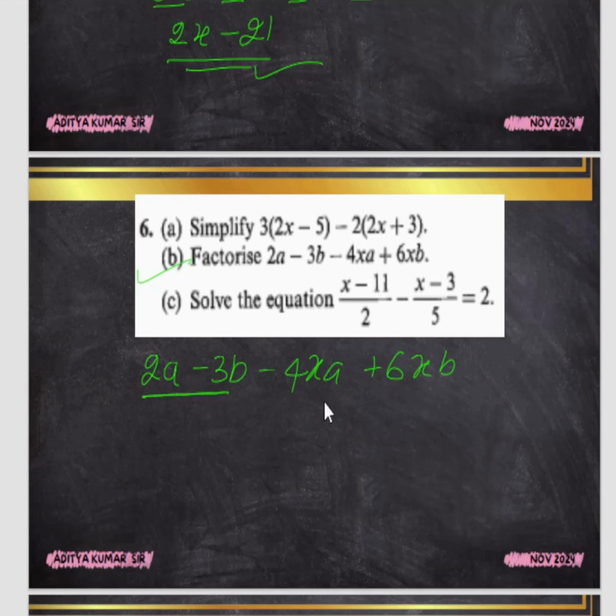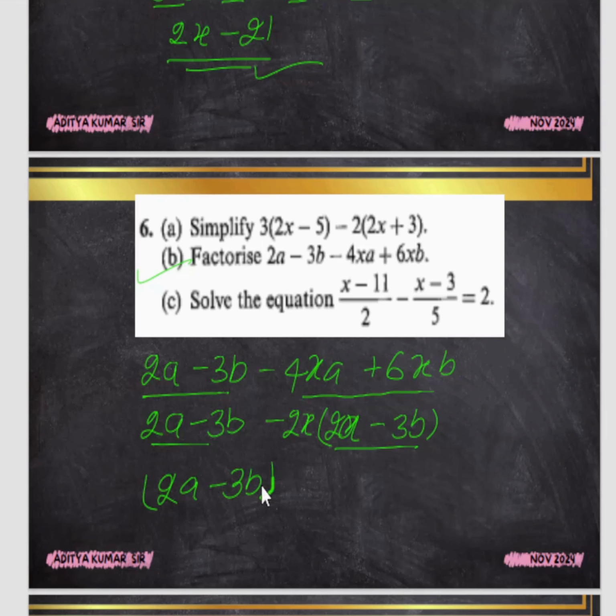So here it is the same. What can we take common in this part? It is 2a - 3b. Here nothing is common, so what is common here? 2x is common, minus 2x is common. So it will be 2a - 3b again. This part and this part are common, so we can write (2a - 3b) here, and here nothing will be left, 1 is left, so 1 is written like this, and here minus 2x is left. Okay, so this is the answer. This is the factorized form of question number 2, part b.